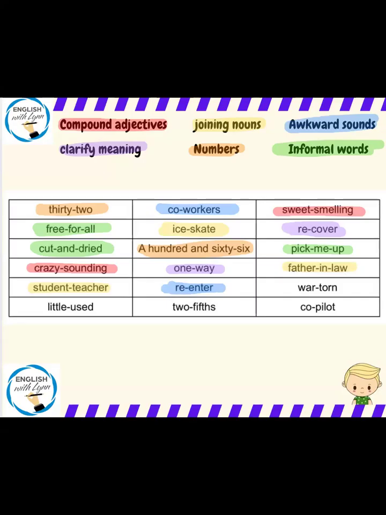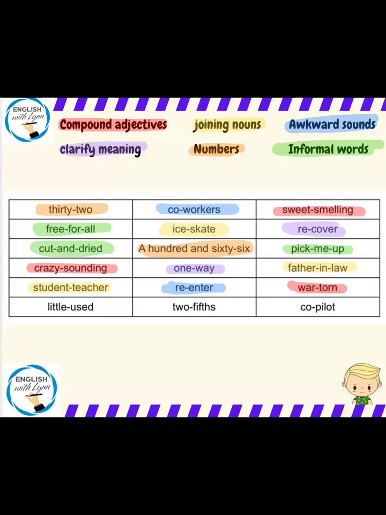And then war-torn is describing something, but it isn't describing it in the same way as the sweet-smelling and the crazy-sounding. It is a compound adjective that is made up in a slightly different way because it doesn't have that -ing there. So that one is our compound adjective, okay?